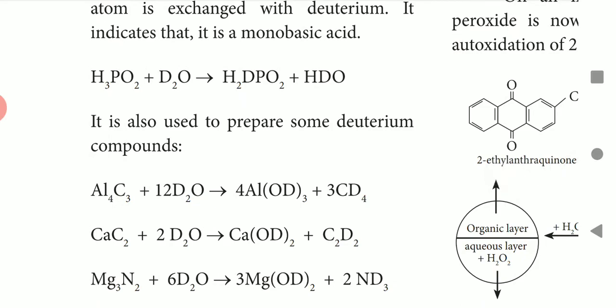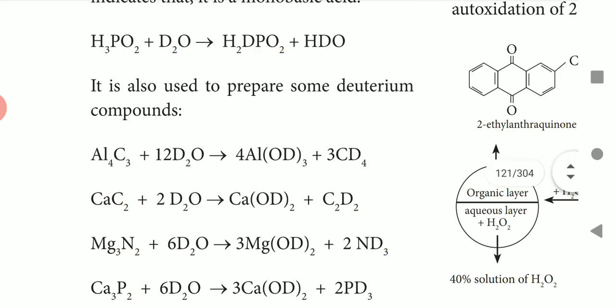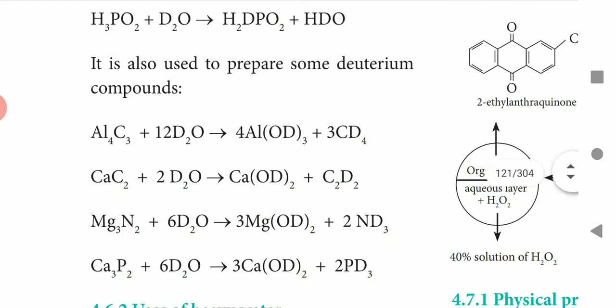It is also used to prepare some deuterium compounds. Aluminium carbonate, and then calcium carbide, aluminium carbide, magnesium nitride, calcium phosphate, all these react with D2O to give the corresponding products.